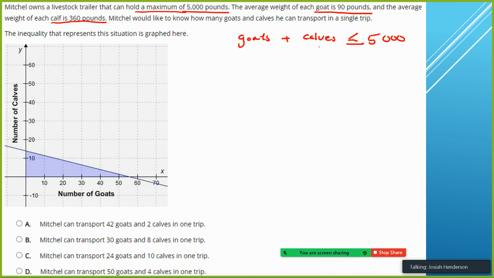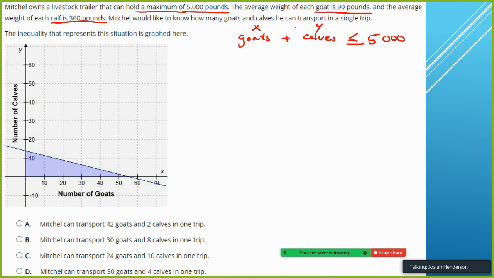Now for the goats and calves. We'll use G and C for goats and calves. And looking at the picture now, goats they're using for X and calves is Y. So I put them in the right order. I just got lucky. I would have reversed them if they used them swapped.